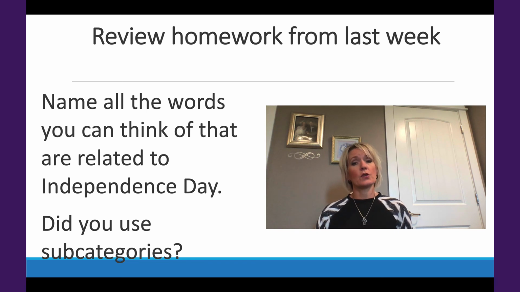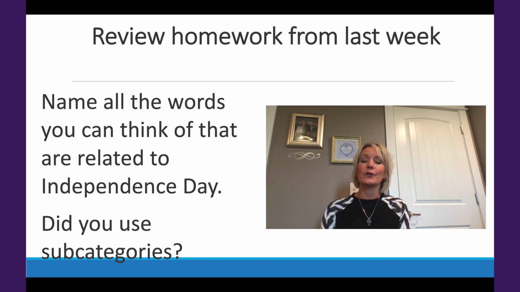Another task you could do would be to jot down every letter of the alphabet and then write a word associated with Independence Day that starts with each letter. For example, apple pie: it doesn't get much more down home American than apple pie. Then you would do the same thing for B and C and so on. So try that. And again, if you didn't do it last week, go ahead and jot it down and do it this week.